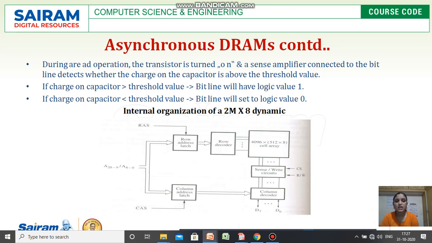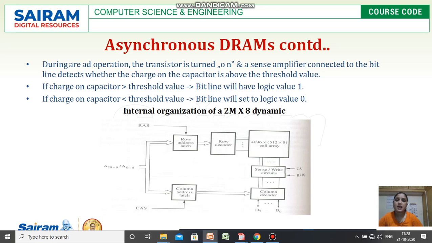So here the important thing is to know whether the charge in the capacitor is above the threshold value or not. If the charge on the capacitor is greater than the threshold value, then the bit line will have logic value 1. If the charge on the capacitor is less than the threshold value, then the bit line will be set to a logical value 0. So this is how we measure the values stored in that bit line with the help of the capacitor and the transistor. And this is very cheap when compared to the static RAM.